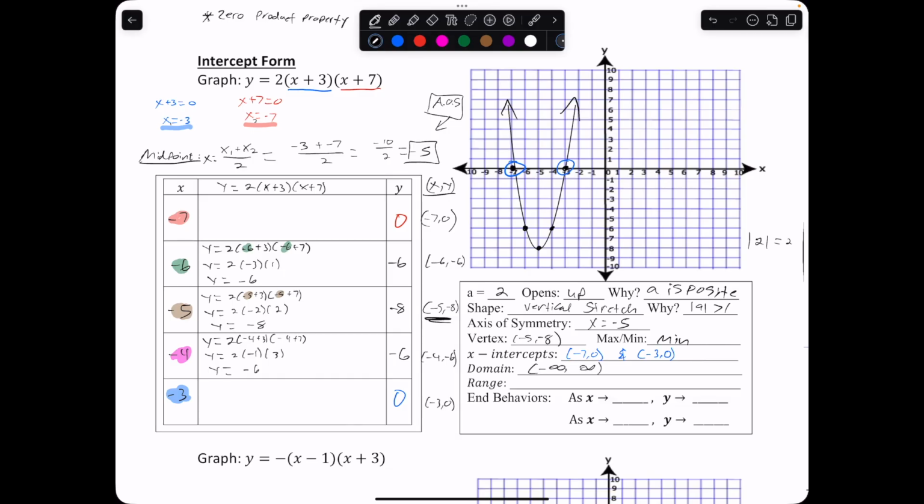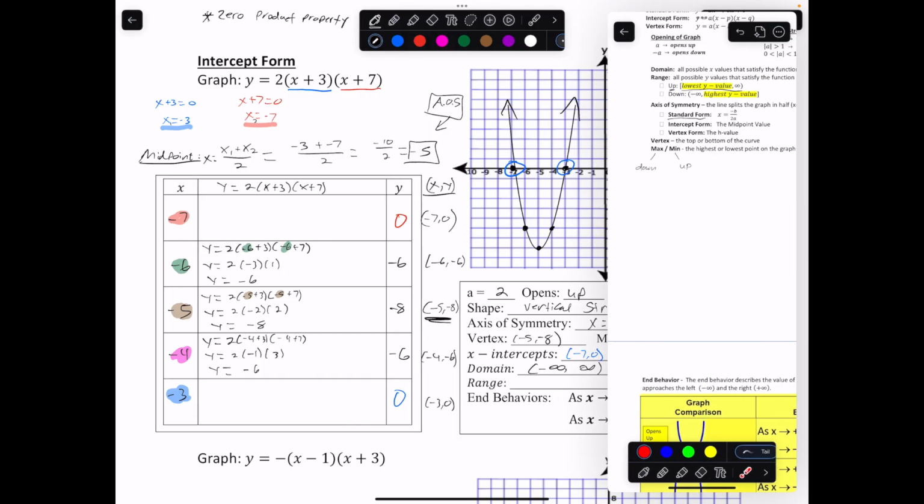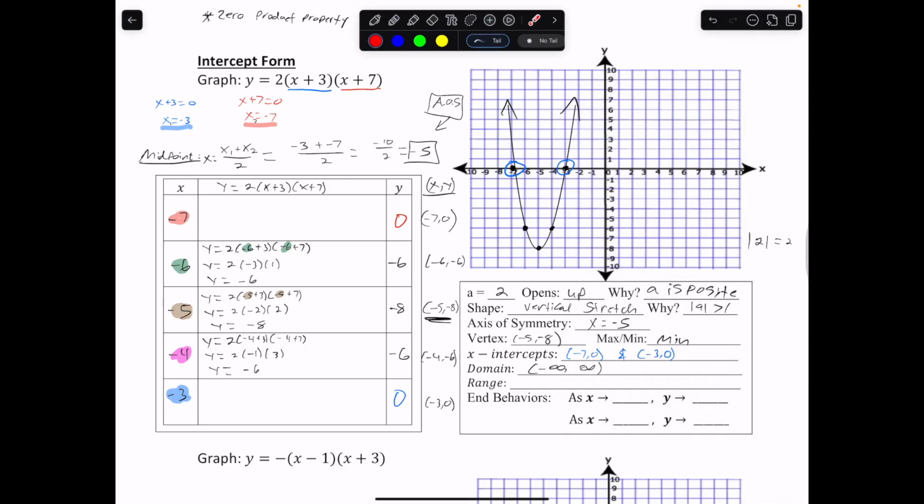The range, okay, let's do this very carefully. The range, okay, is right here. So our graph opens up. So we start with the lowest y value with the square bracket to infinity. So let's look at our graph. Here's my lowest point. So the lowest y value is -8. Square bracket, and we go up to infinity.